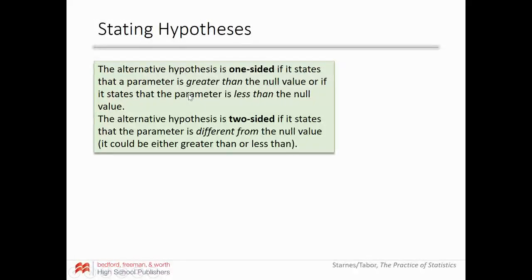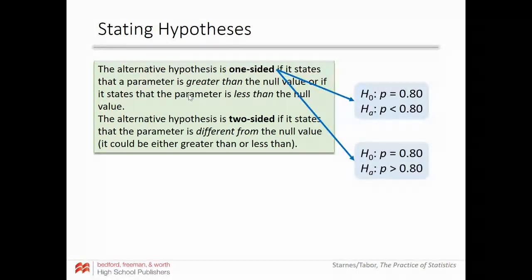The alternative hypothesis is one-sided if it states that a parameter is greater than the null value, or if it states that it's less than the null value. Or the third option is the alternate hypothesis is two-sided if it states that the parameter is different from the null value. It could be greater or less than. It doesn't really matter in context.